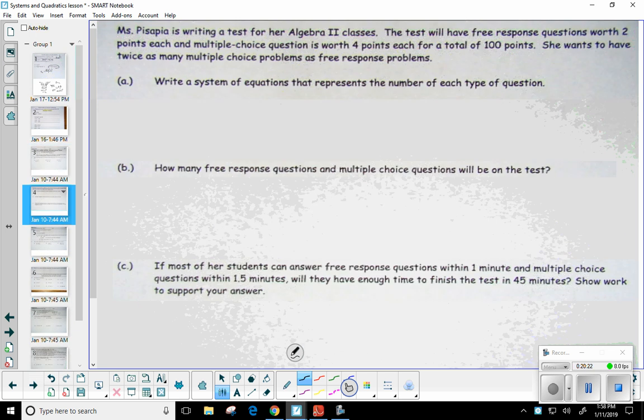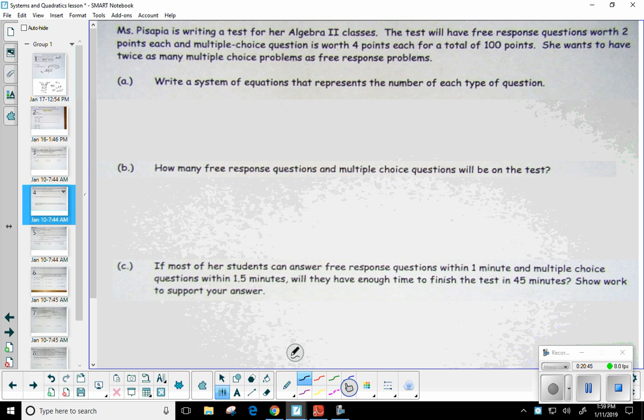I'm just going to say Mrs. P because I don't want to try and mispronounce that, is writing a test for her Algebra 2 classes. The test will have free response questions worth 2 points each and multiple choice questions worth 4 points each for a total of 100 points. She wants to have twice as many multiple choice problems as free response problems. Write a system of equations that represents the number of each type of question.